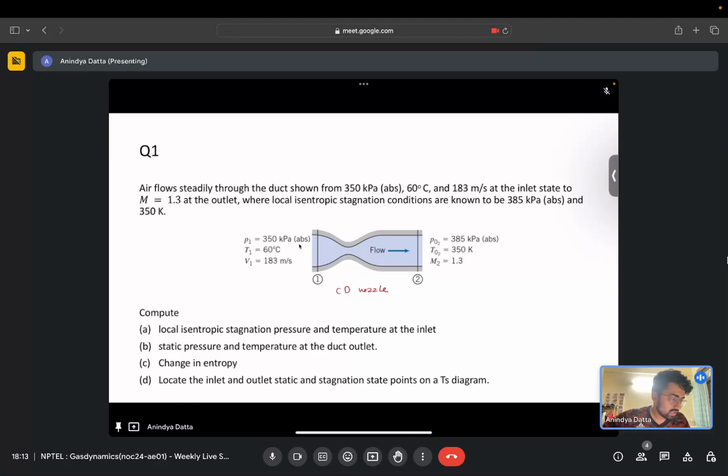At the inlet, station 1, the static pressure and static temperature are given, and the velocity is also given. At the outlet we have the exit Mach number given, which is 1.3, and also the exit stagnation pressure and temperature are given. So I guess the problem is clear. The first part is very simple. We have to find the local isentropic stagnation pressure and temperature at the inlet. So we first have to find the stagnation temperature and pressure.